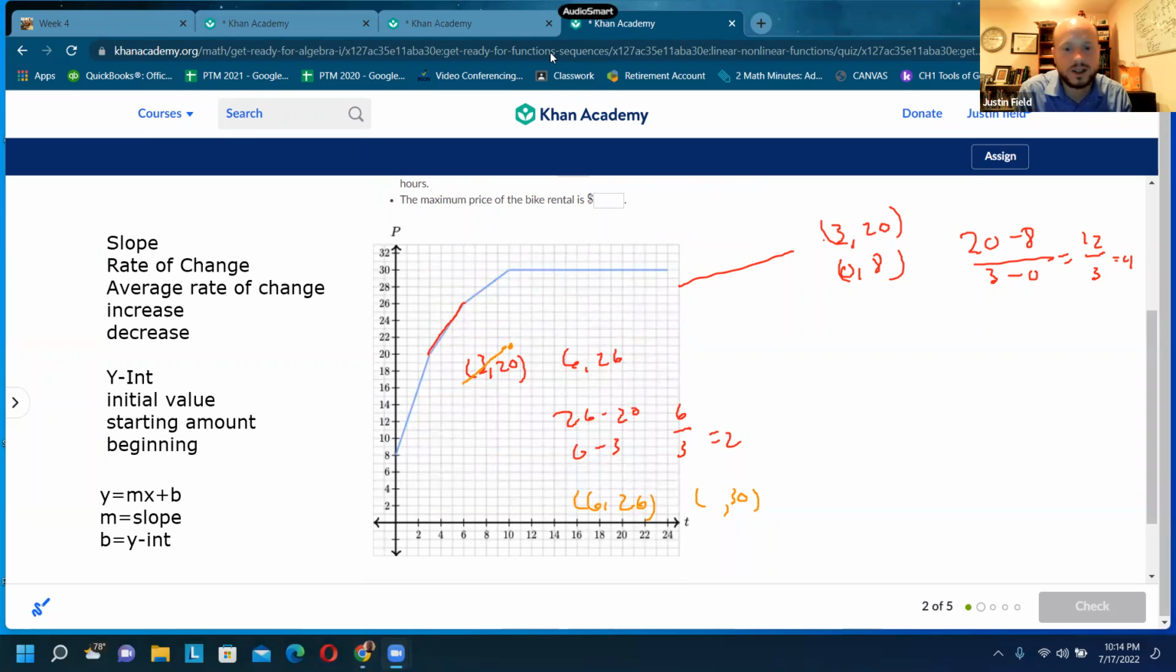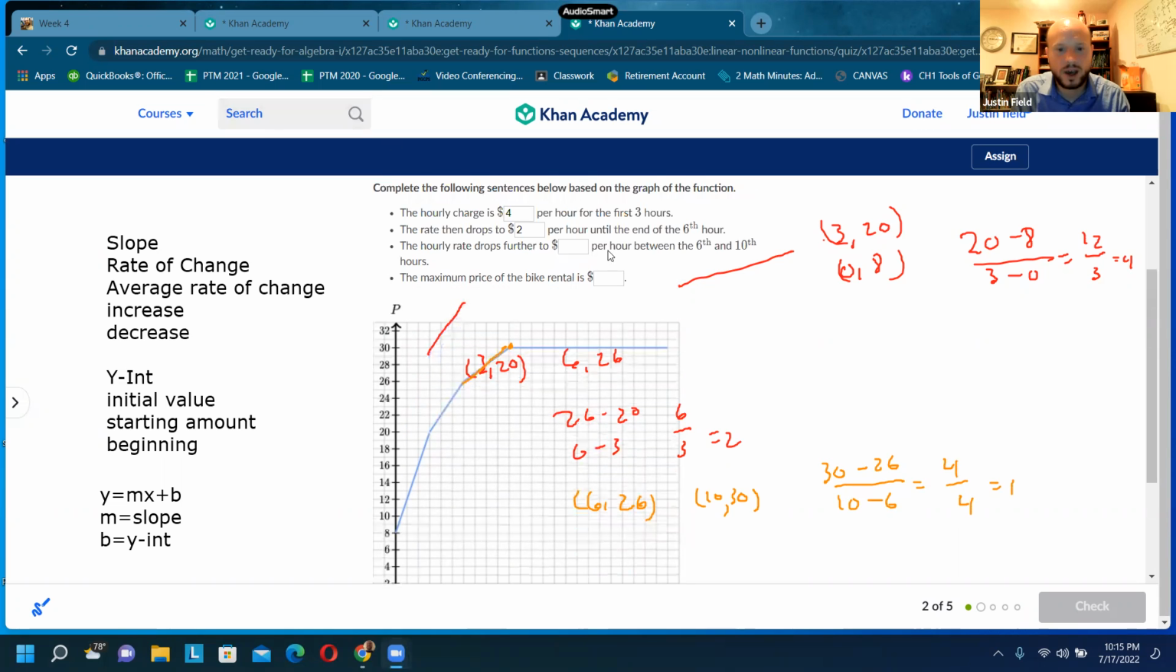Okay, 10:30. Oh, it's 10:15 at night, actually. 30 minus 26, and then 10 minus 6. And so that is 4 over 4. I was right, it's 1. Okay. And the maximum price of the bike rental is $30.